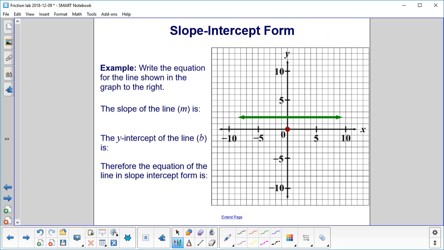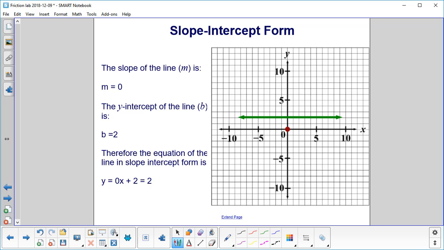Let's work another example. We have the line over here, and I'd like you to find the slope, which is m, the y-intercept, which is b, and then write the equation of the line in slope-intercept form. Pause the video if needed, and move to the next slide when you have an answer.